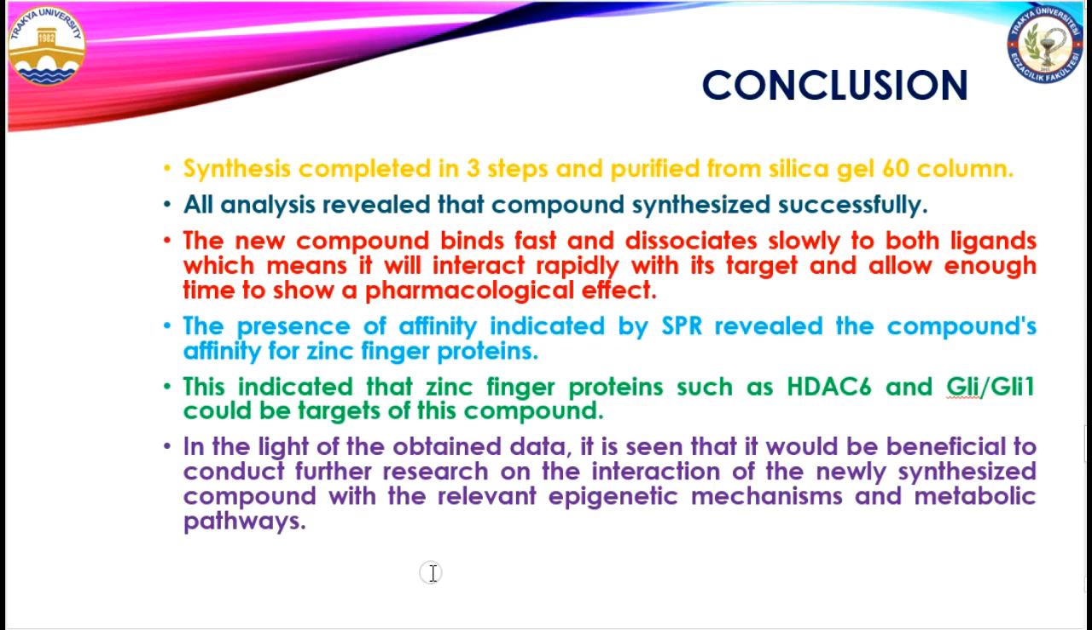The presence of affinity indicated by SPR revealed the compound's affinity for zinc finger proteins. This indicated that zinc finger proteins such as histone deacetylase 6 and Gli1 could be targets of this compound. In the light of the obtained data, it is seen that it would be beneficial to conduct further research on the interaction of the newly synthesized compound with the relevant epigenetic mechanisms and metabolic pathways.